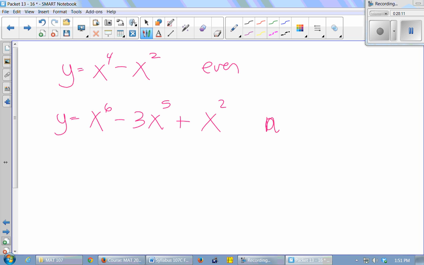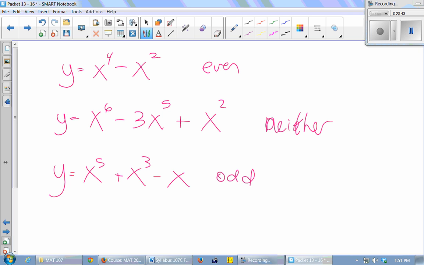This is neither. And then odd functions would be like... So what do you notice about the exponents in this first one? All even. Exponents in this last one, all are odd. So the one in the middle, there's some of each. You can't classify it as even or odd.